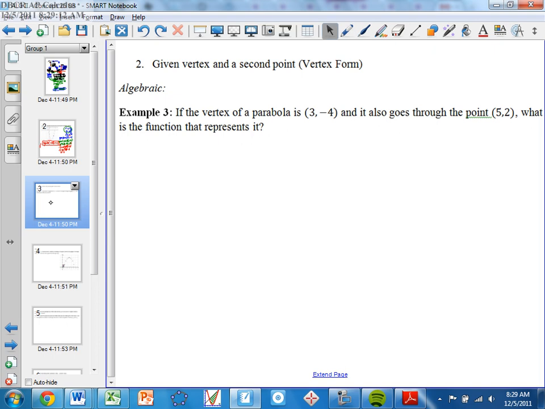So, for this one, we want to use vertex form. Again, we're in vertex form here. We're given the vertex and a second point.